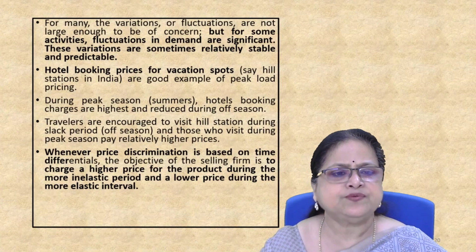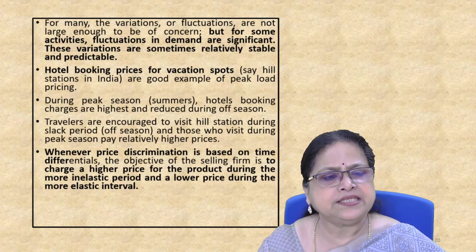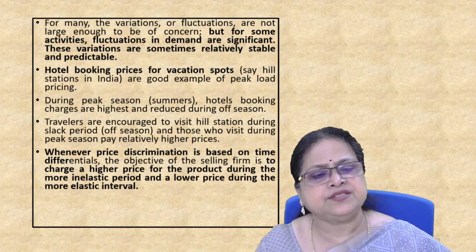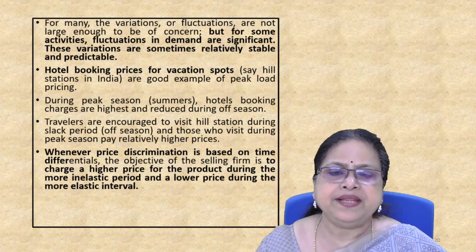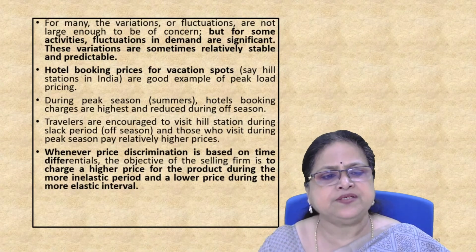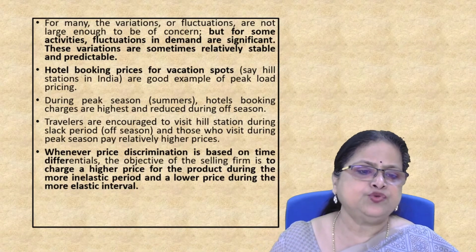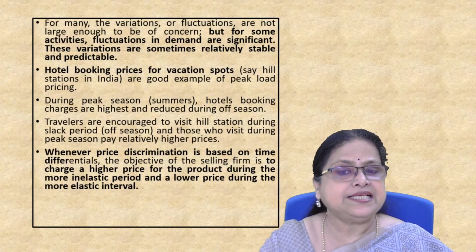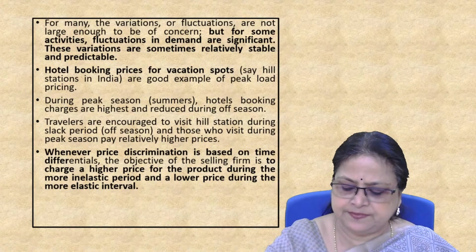Hotel booking price, one example: during peak season in summer, hotel booking charges are highest. Travelers are encouraged to visit hill stations during the slack period, and those who visit during peak season pay relatively higher prices. Whenever price discrimination is based on time differentials, the objective of the selling firm is to charge a higher price for the product during the more inelastic period and a lower price during the more elastic period.